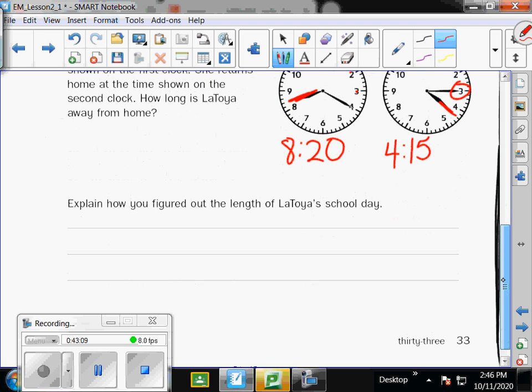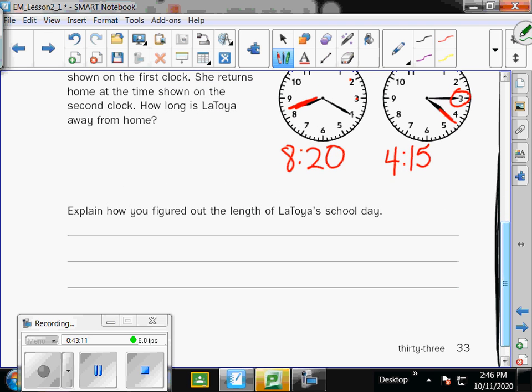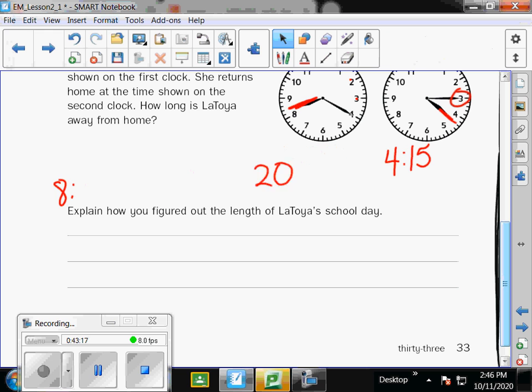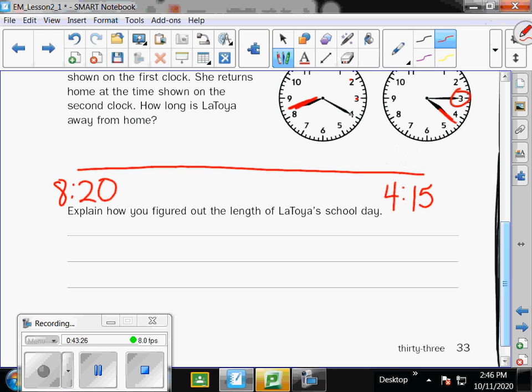So let's go ahead and make our number line. Because I'm working on a smart board here, I'm going to cheat just a little bit. I was going to try to cheat a little bit, but the numbers fell apart. All right, let's put these numbers here. I'll draw my open number line. So starting time is 8:20, ending time is 4:15.